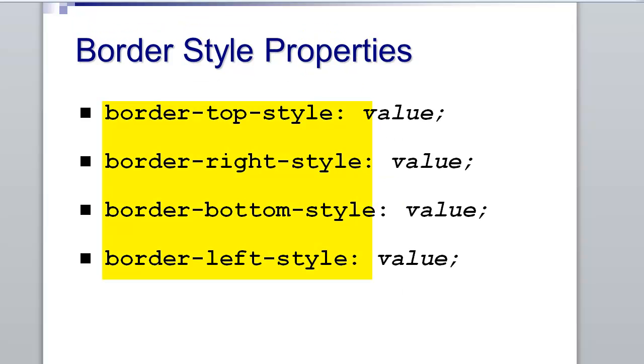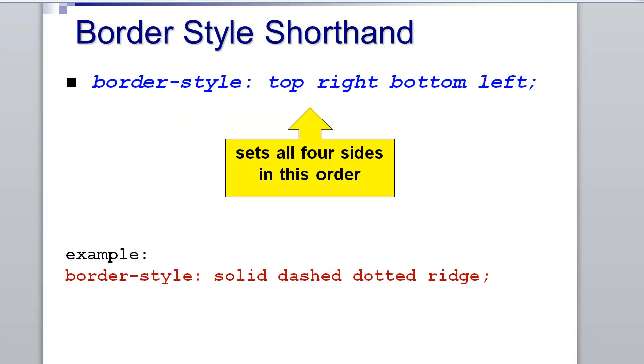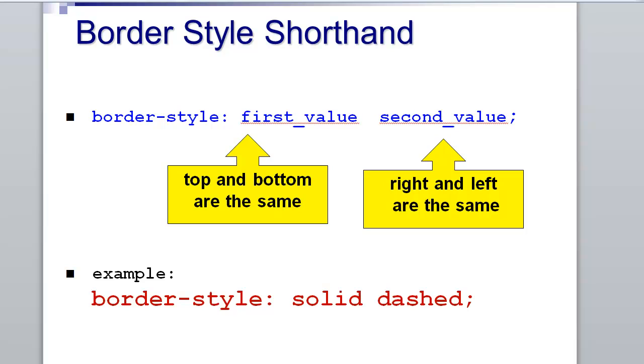The border style properties follow the syntax similar to the border color and the border width properties. We also have the border style shortcut, which allows us to set all 4 sides differently, provided they are listed in the clockwise order. We also can set the border style using the 2-value shorthand, where we will set the top and bottom and the right and left.